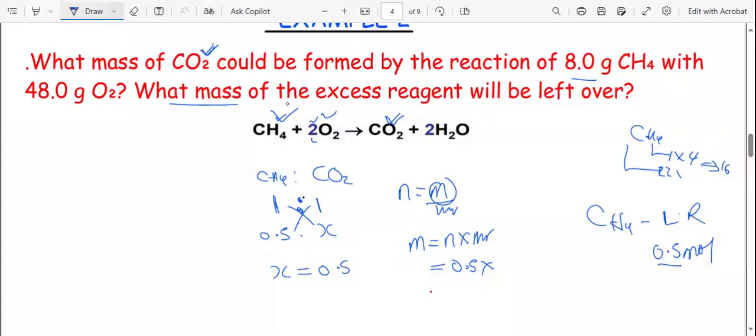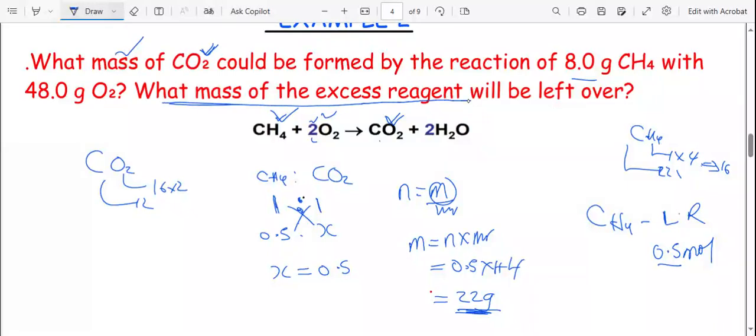The molar mass of carbon dioxide is actually 44. On the periodic table, carbon dioxide is 12 plus 16 times 2, which is 32. 32 plus 12 is 44. So that will be 22 grams when you punch that on your calculator. So we have answered this question, and the remaining question is this one, which was left over.